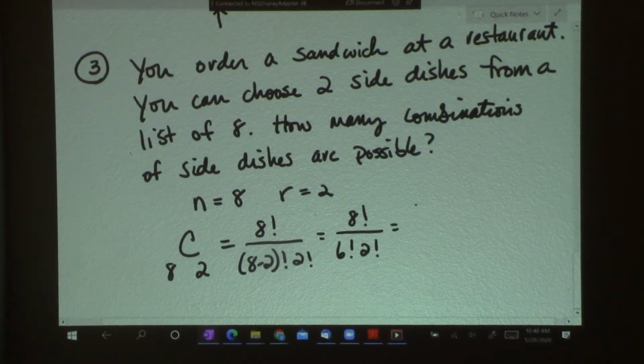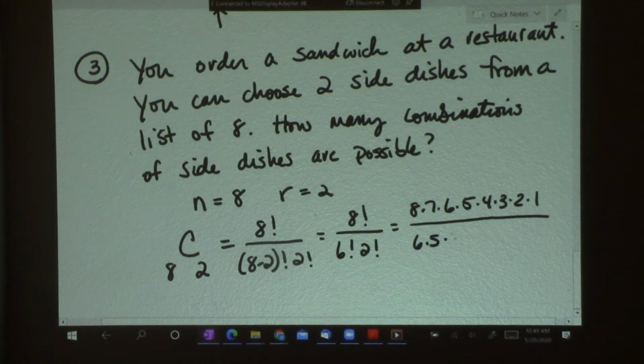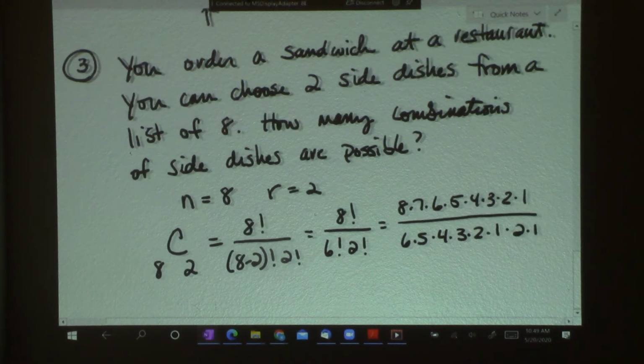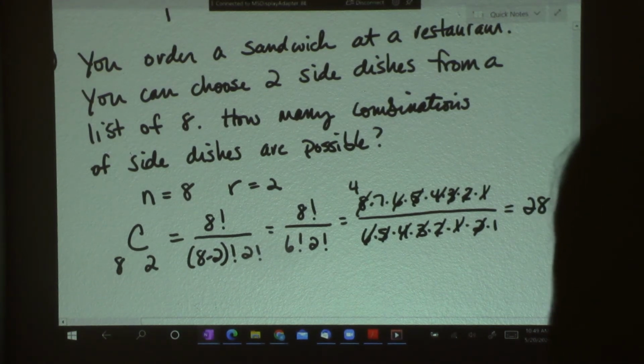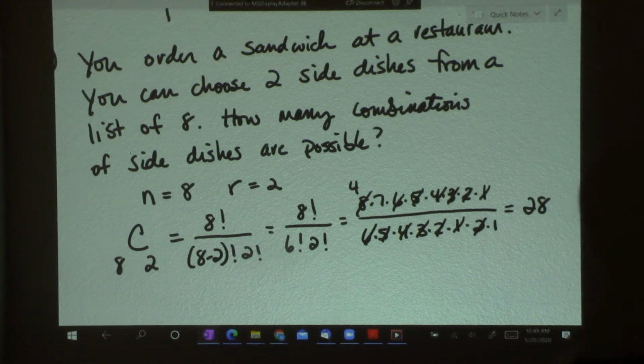So this works out to be 8, 7, 6, 5, 4, 3, 2, 1 over 6, 5, 4, 3, 2, 1 times 2 times 1. Okay? So now let's see what we can cancel. Quite a bit actually. So 6, 5, 4, 3, 2, 1 right there. And then I can cancel out and reduce the 8 and the 2. So 4 times 7 is 28. So there's 28 different combinations of side dishes. Who would have thought, right? How many different ways you can pick things.